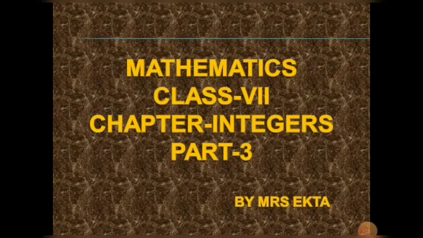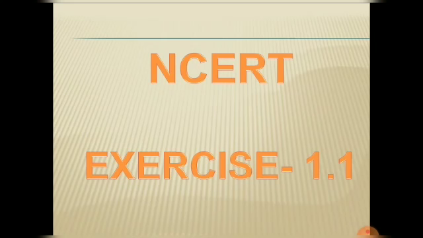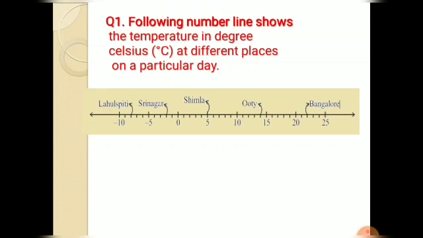This is part 3 of my video for class 7 chapter integers. Today in this video we will be doing NCERT exercise 1.1 question number 1. The following number line shows the temperature in degrees Celsius at different places on a particular day. A number line is given there on the screen and places are marked.